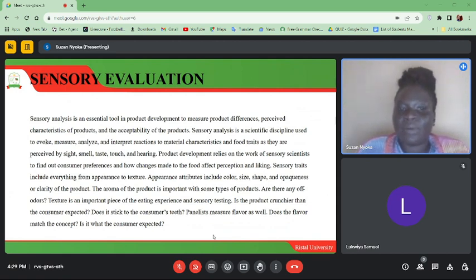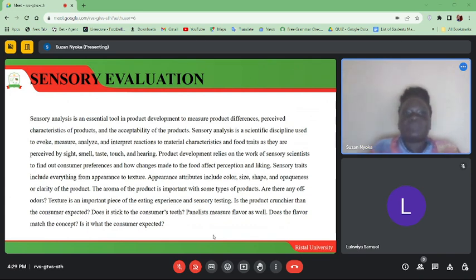Texture is an important piece of the eating experience and sensory testing. Is the product crunchier than the consumer expected? Does it stick to the consumer's teeth? Panelists measure flavor as well. Does the flavor match the concept? Is it what the consumers expected?